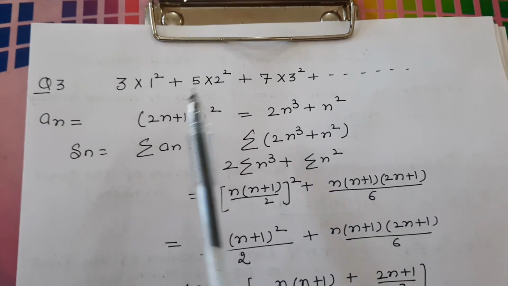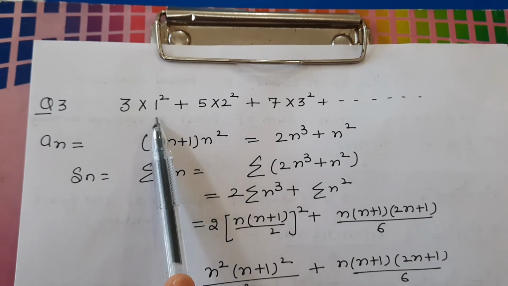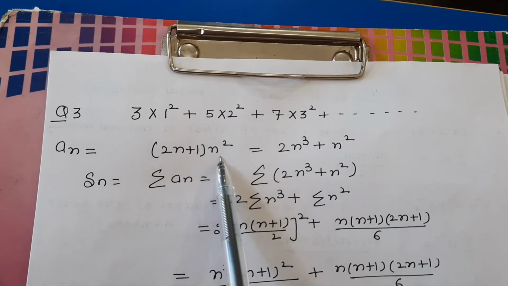Question number 3. Find the sum of n terms of this series. Now first we look at the second factor. This is 1 square. For the second term it is 2 square. This is 3 square. That means for the nth term this is n square.